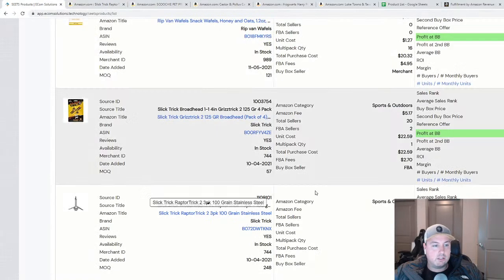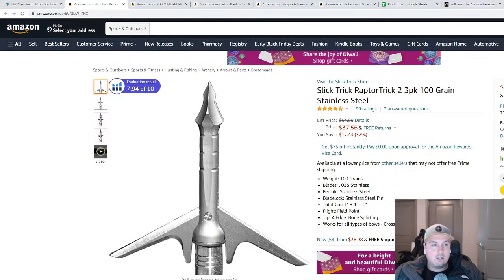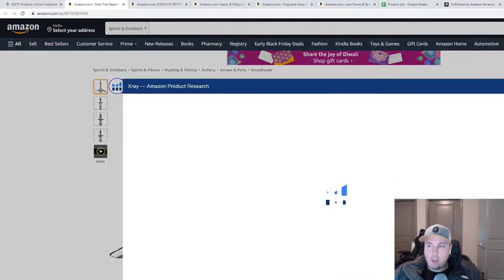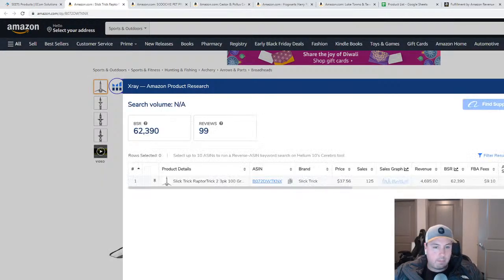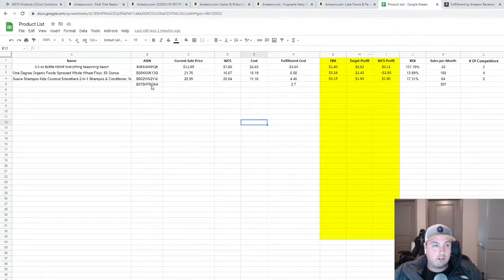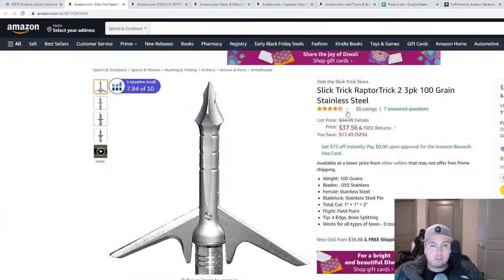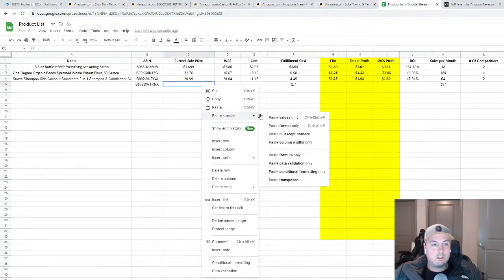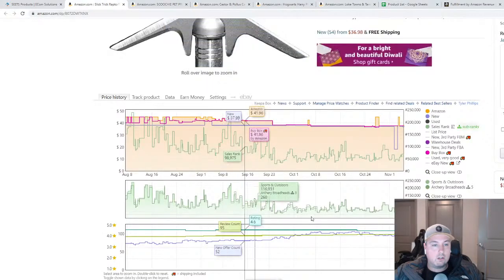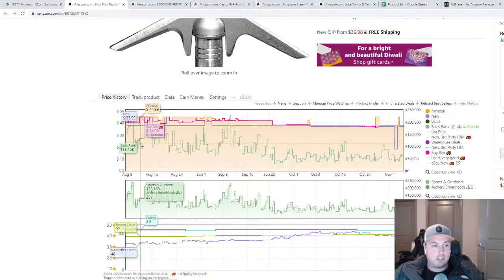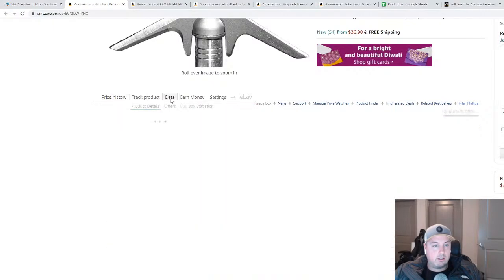100 grain stainless steel tip. So I guess it's like an arrow tip. Looks dangerous. $125 a month. This might be something we can work with here. Current sale price $37.65. Looks like the price is really consistent too. I like that.